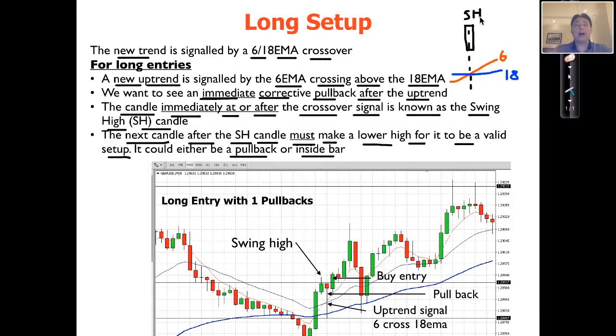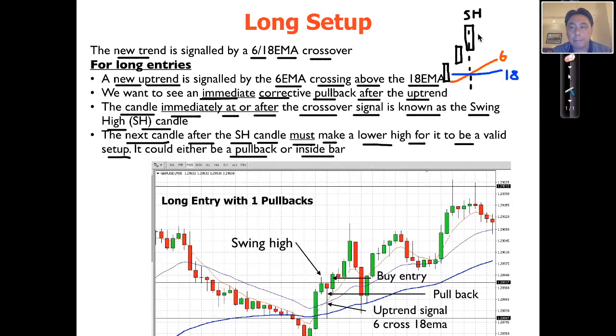And this candle should be the highest point right at or right after the cross. Right before the swing high candle, you see a series of candles. And again, this candle needs to be the highest high of all the recent previous candles during this upward move. So that's a swing high candle. And what does it say next? It says the next candle after the swing high must make a lower high for it to be a valid setup. So after this swing high appears, the next candle must make a lower high.